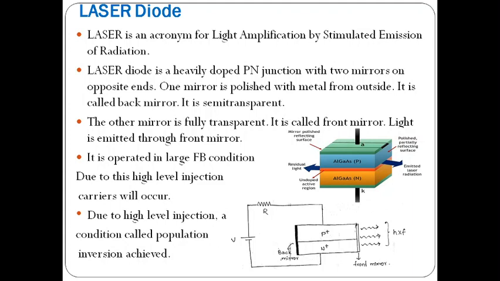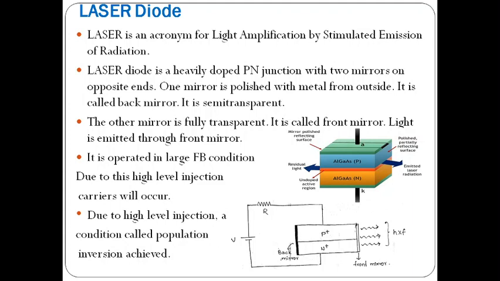Why? Because it emits light. Laser stands for light amplification by stimulated emission of radiation. This laser diode is also a p-n junction diode and it is made up of gallium arsenide. It is a heavily doped p-n junction diode with two mirrors at opposite ends. You can observe this construction of the laser diode in the diagram.